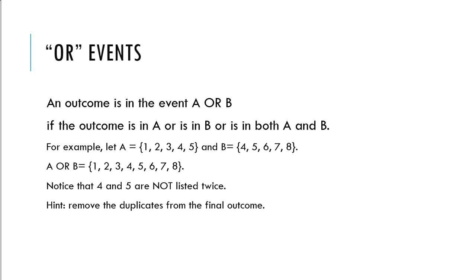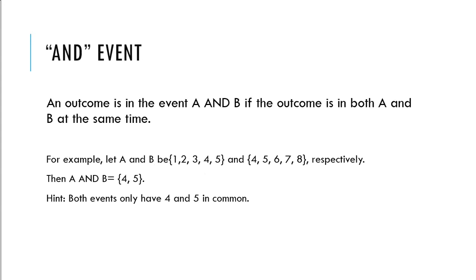So what we're going to look at, for example, is let event A equal 1, 2, 3, 4, 5, and B equal 4, 5, 6, 7, 8. So A or B is 1, 2, 3, 4, 5, 6, 7, 8. And notice that I didn't list 4 or 5 twice. I only listed it once, even though it occurred in both sets. Hint: what you want to do is put events A and B together and just remove the duplicates. That's how you do an OR.